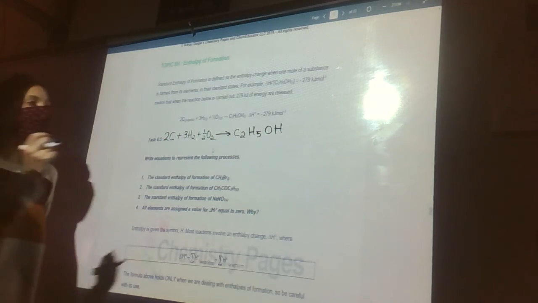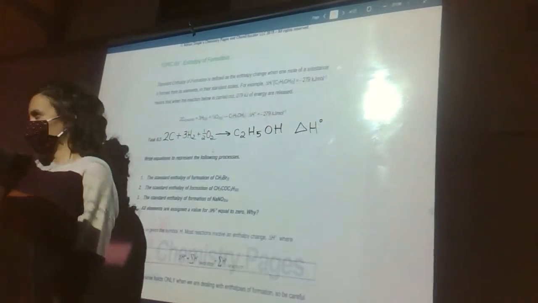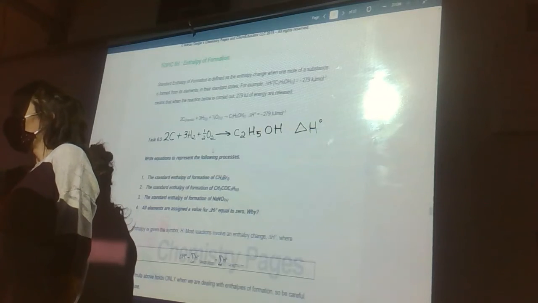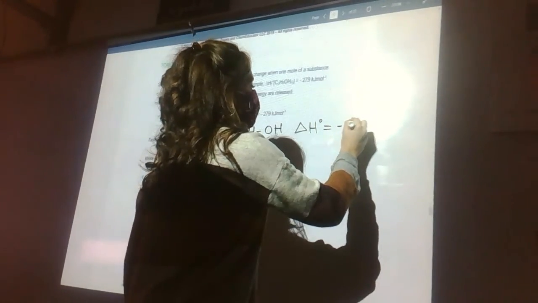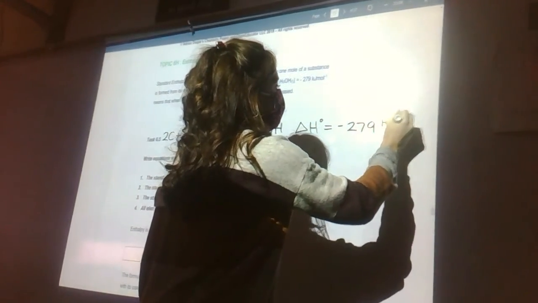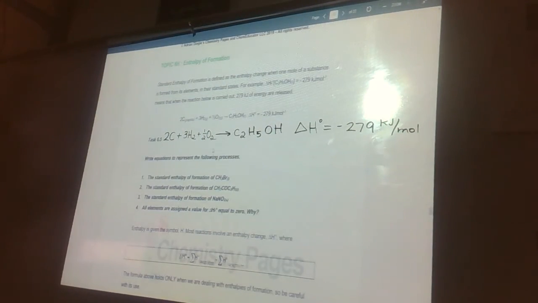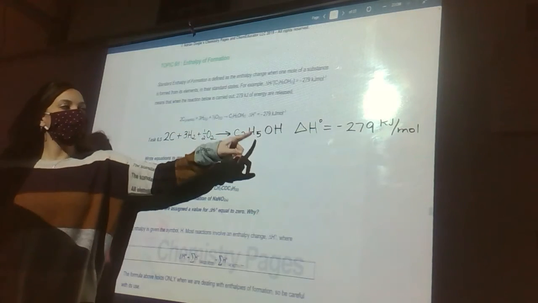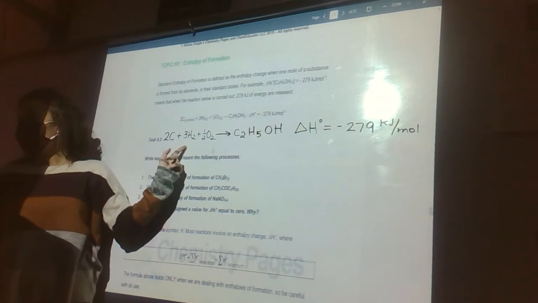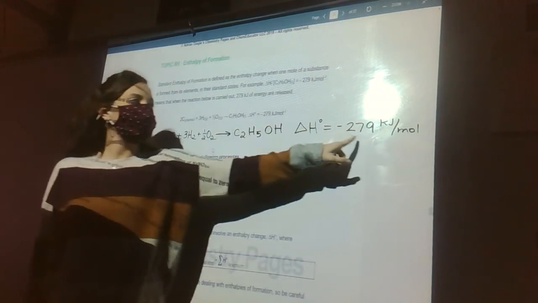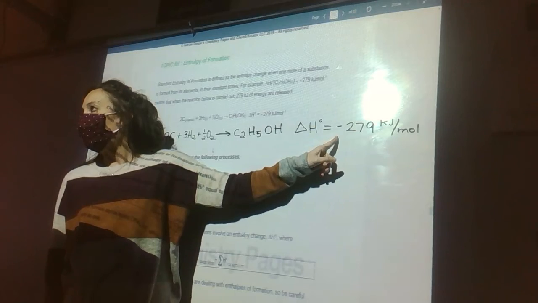And this is a standard enthalpy of formation. Delta H, the 0 up here means it's standard temperature and pressure, and it's negative 279 kilojoules per mole. What that means is when I form 1 mole of this from its individual elements or diatomics, if that's the case, 279 kilojoules of energy is released. Released because it's negative. Exothermic.